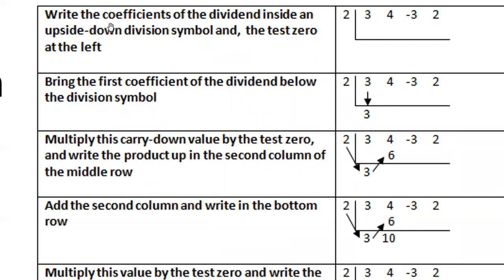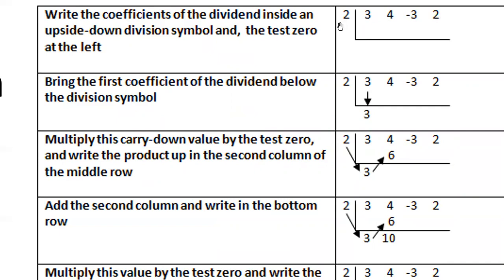So the first thing we do is we write the coefficients of the dividend inside an upside down division symbol. So you see how it's upside down? And all you're gonna do is write the coefficients. The coefficients means that there are no variables present. Do you see any variables? No. So for example, this was 3x cubed plus 4x squared minus 3x plus 2. However, I only wrote the numbers, no variables.